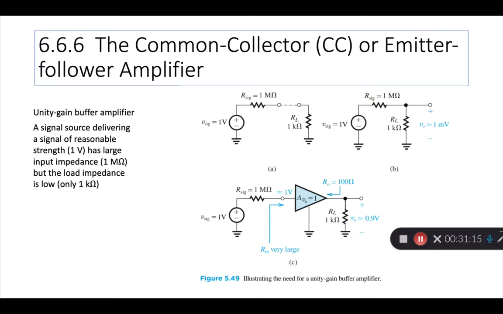Let's move on to the next very important configuration, which is the common collector, and it's also called the emitter follower. So what is a common collector? Well, before we even go into it, let's talk about something called a unity gain buffer amplifier. So what is a unity gain buffer amplifier? The unity gain means the voltage amplification is only 1.